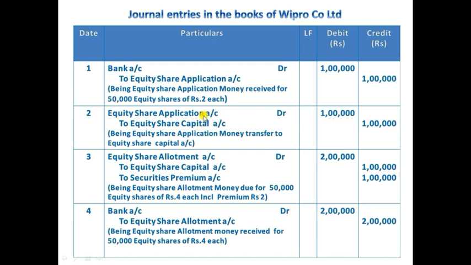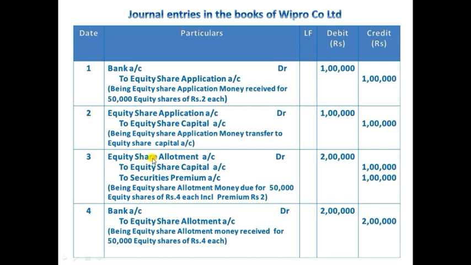So according to the American approach, when capital is increasing in the business, we need to credit it, and we should write the narration being equity share application money transferred to equity share capital account. After transferring, now the company will send an intimation to the shareholder to pay the second installment as allotment.